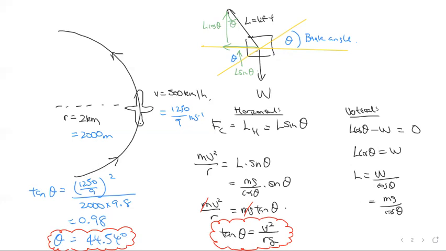That's how you link the bank angle based on the velocity of the plane and the radius that they want to make their turn. So 2 kilometers is still really small, tight circle for something traveling at 500 kilometers per hour. And that's basically why they bank, to be able to turn.